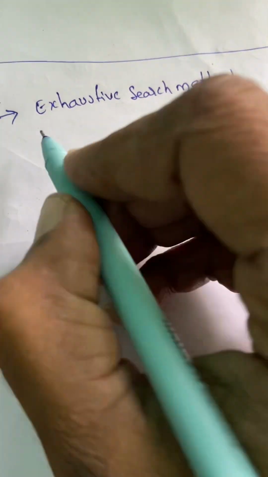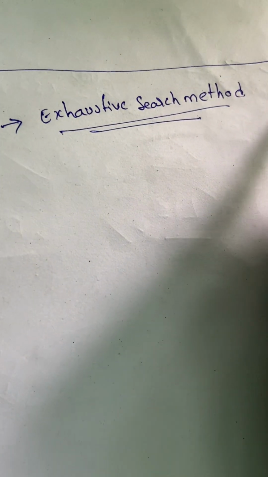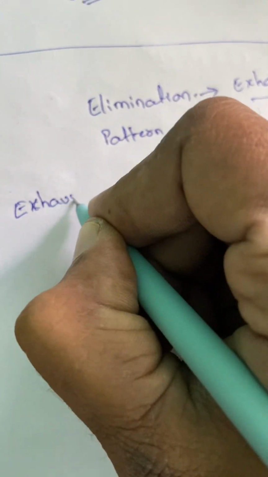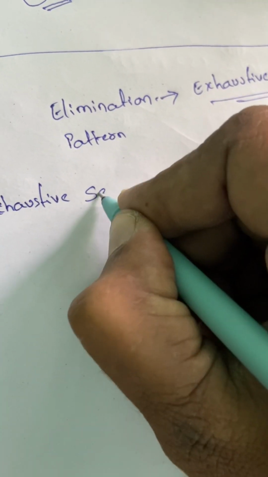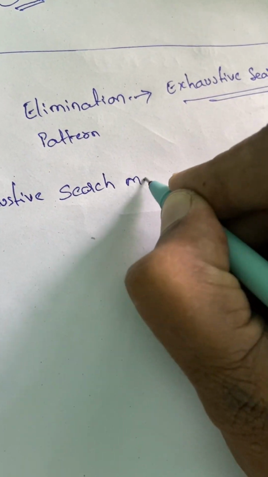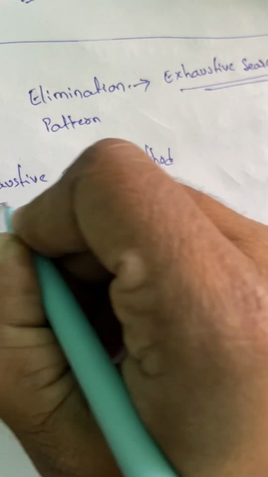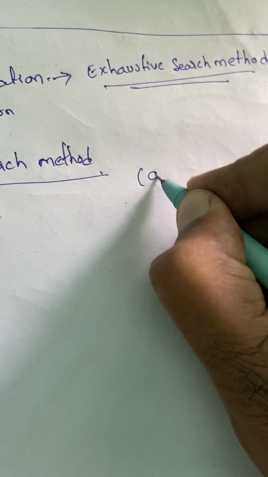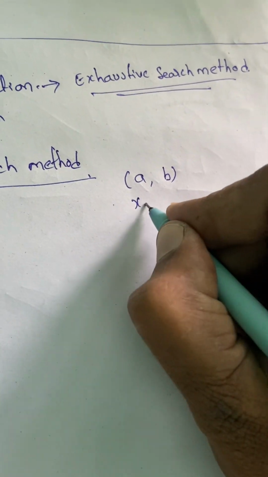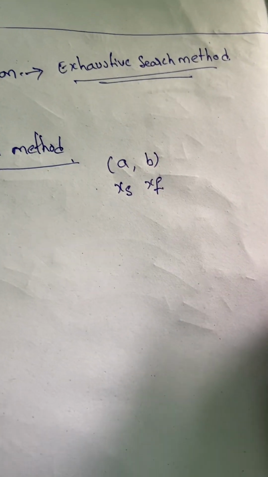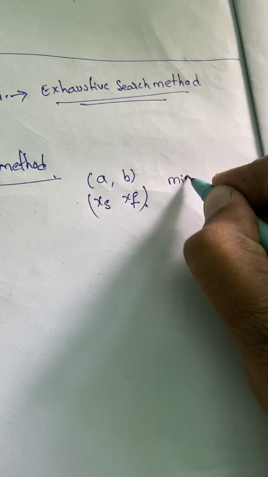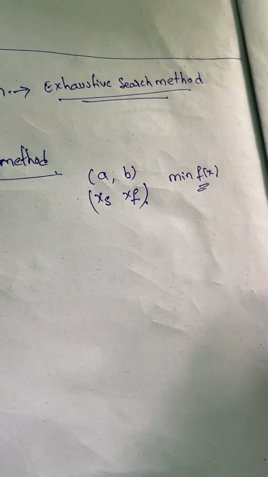Exhaustive search method. So how are we going to solve a problem in an exhaustive search method? In the exhaustive search method, a problem is given with an interval a comma b. Let us assume it has an x starting and an x final point, to find the minimum value of the given function, minimum of f of x.